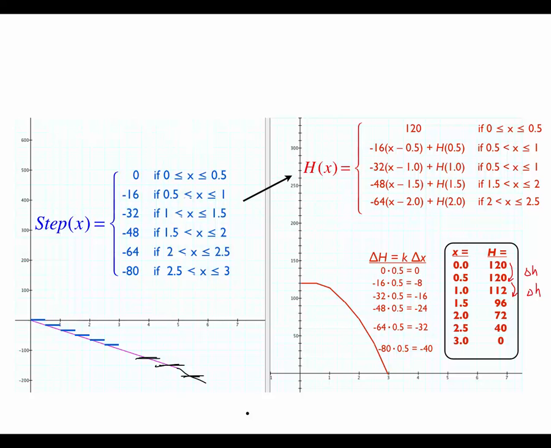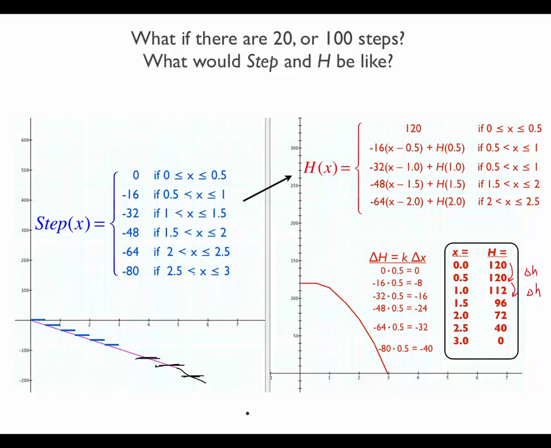All right, so today, but what if there were 20 or 100 steps? What would this step or this h be like? Say there were 100 steps, then what would step and h be like? Yeah, we'd have 100 lines in each, right? We'd have 100 lines in our step function and 100 lines in our h function. Okay? I'm not that cruel.